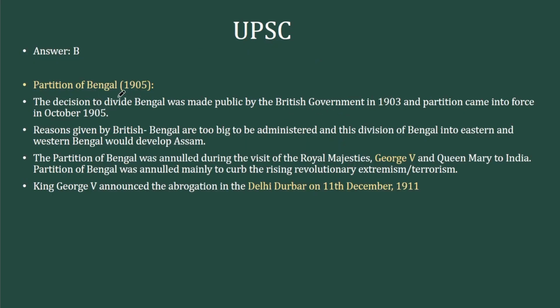In fact, partition of Bengal took place in 1905, and the reason given by the Britishers regarding this partition was the administrative size of Bengal. But the actual aim was to split the national sentiment and to create a divide and rule policy. So this was divided in 1905. The Swadeshi movement was launched as a result of it. But as momentum started building, the Britishers revoked the partition. King George V announced the abrogation in the Delhi Durbar of 11th December 1911.